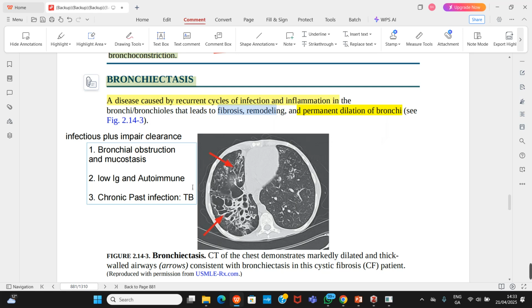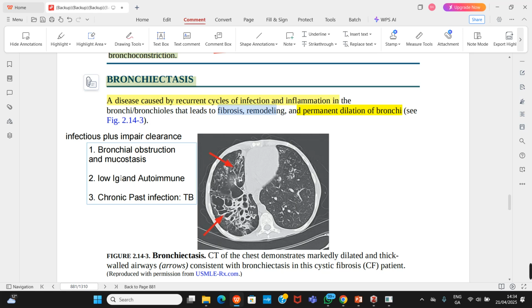Now, what are the three pathophysiologic bases for bronchiectasis? Number one, there's bronchial obstruction and mucostasis. Bronchial obstruction: is this person having a tumor? Somebody can have a tumor in the lung, particularly a bronchial carcinoma that obstructs the airway, and there's going to be mucus accumulating distal to that obstruction, leading to infection and inflammation that will keep perpetuating in cycles until there is fibrosis, remodeling, and permanent dilatation of the bronchial wall.